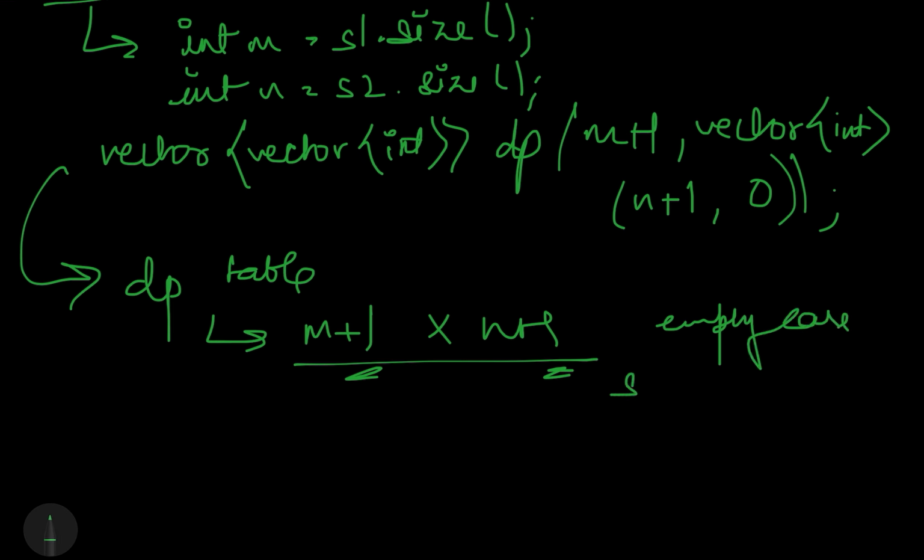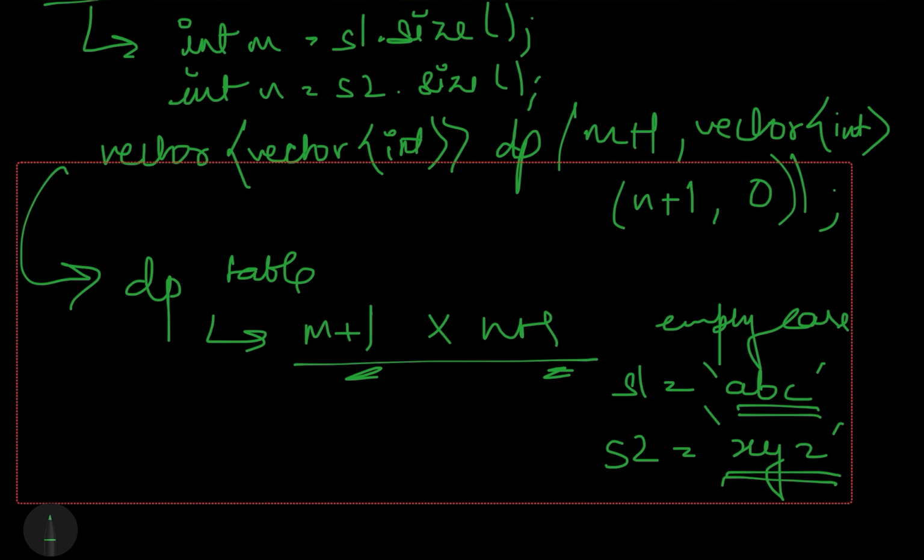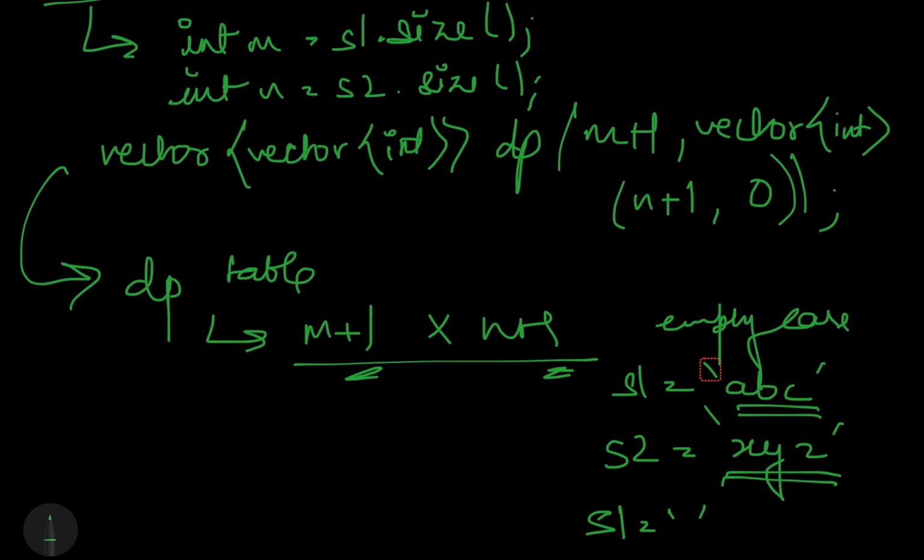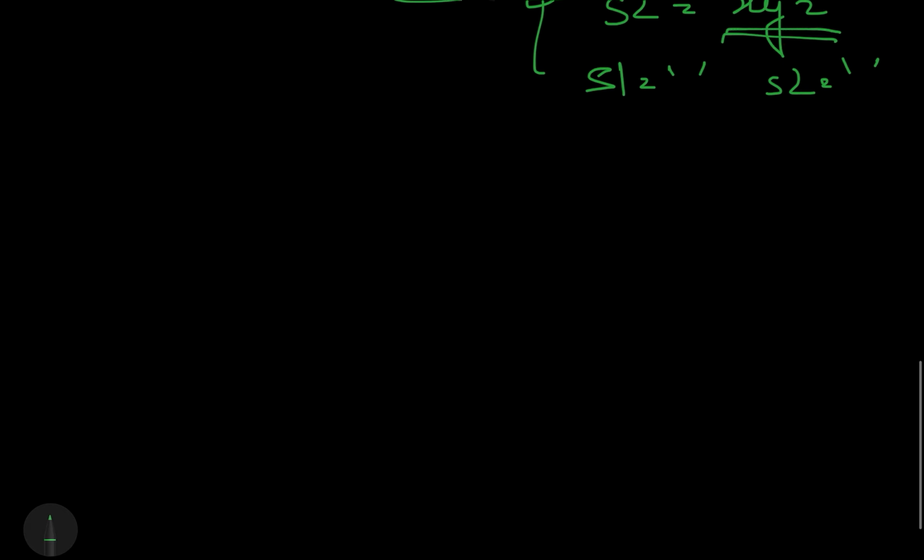Suppose our s1 is ABC and our s2 is XYZ. In that case, no matter how many elements we delete, they will never be the same unless s1 is also empty and s2 is also empty. To handle this case, we have added one extra column and extra row.